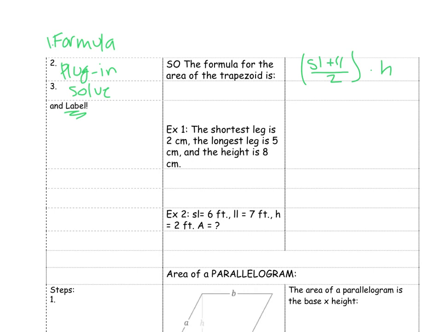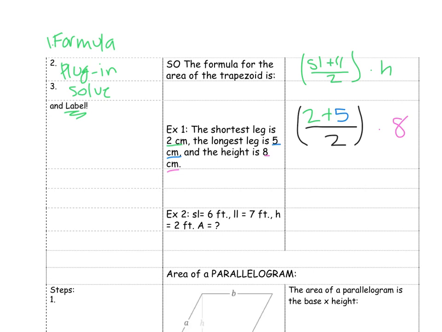The shortest leg is 2 centimeters. The longest leg is 5 centimeters. And the height is 8 centimeters. So again, we're using our formula. So the short leg is 2 centimeters. And the long leg is 5 centimeters. And then we're dividing that all by 2. And then we said the height is 8 centimeters.